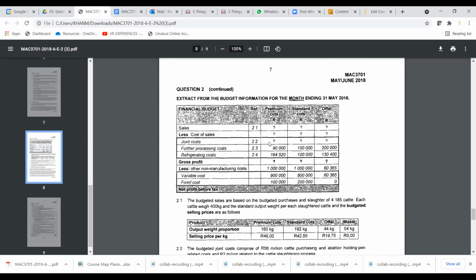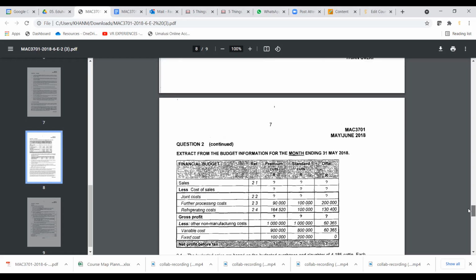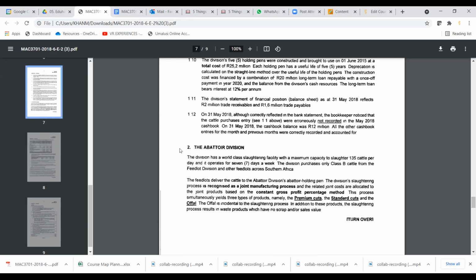So we're just going to do this calculation to work out what the joint cost should be. As you can see, sales less cost of sales. What is cost of sales made up of? Joint costs, further processing, and then the refrigerating costs. So there's nothing for the joint costs. We will have to work that out. So there's no specific required, but it is part of a bigger question somewhere within question 2. So all we're going to focus on in this lesson is to work out this split. Okay, and it's coming from the Avatar division.